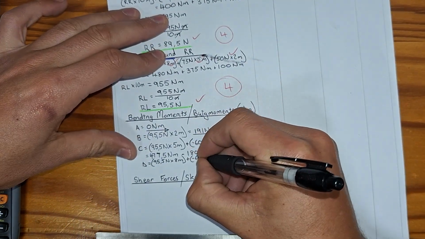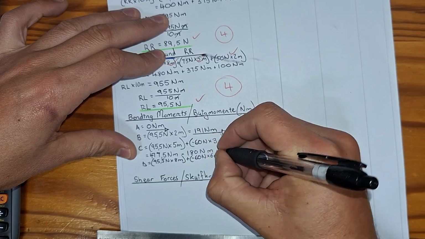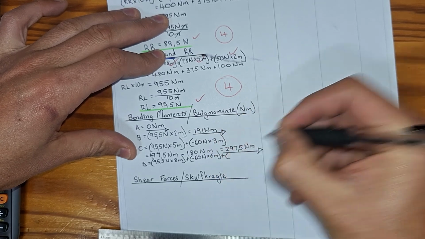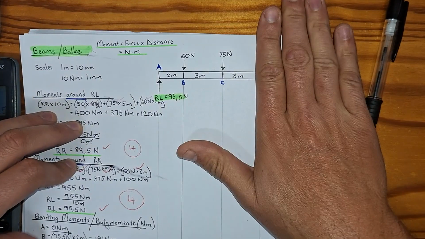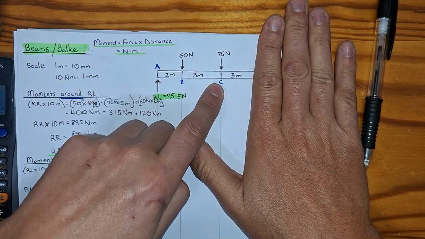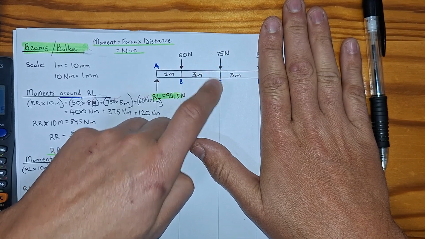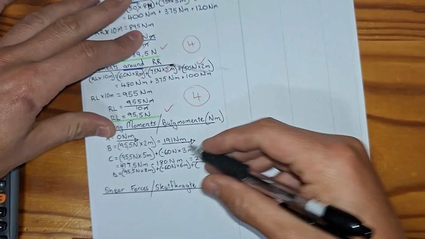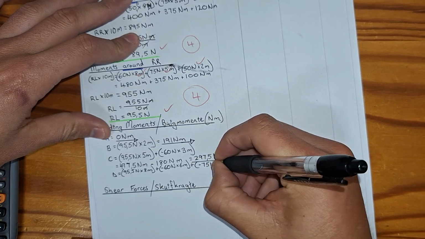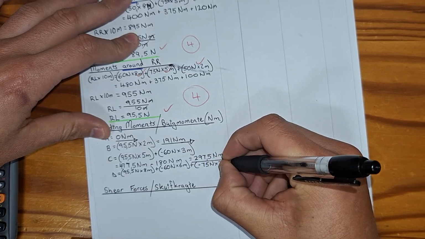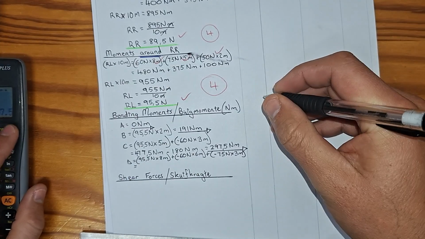Minus 60 newtons times 6 meters plus, open the bracket again for the last moment. So the last one will be 75 newtons, minus 75, sorry, because it's a downwards force, minus 75 times 3. Minus 75 newtons times 3 meters.